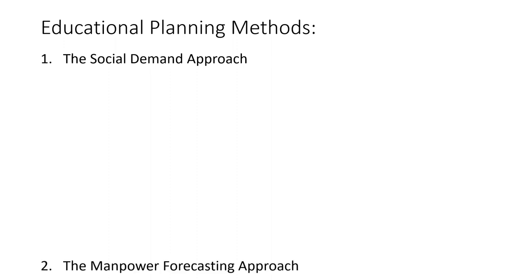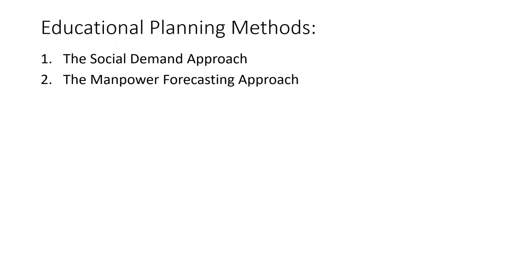Now, the next one is the manpower forecasting approach. If you remember, the first is that you want to give access to all who are capable and willing to go to school. Now, the second one is the manpower forecasting approach. If you are using this method, it depends on the demand of the manpower that will determine the kind of schooling, the kind of education that will be made available. And there are ways in which this manpower forecasting approach can be used.